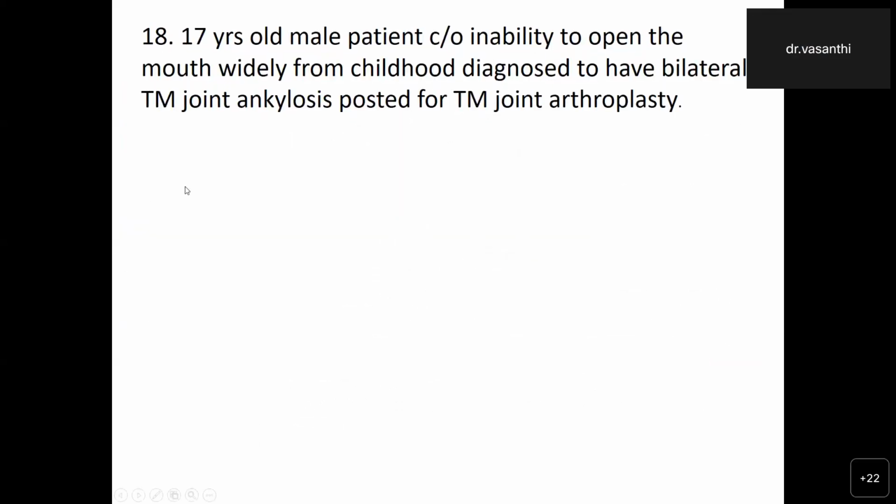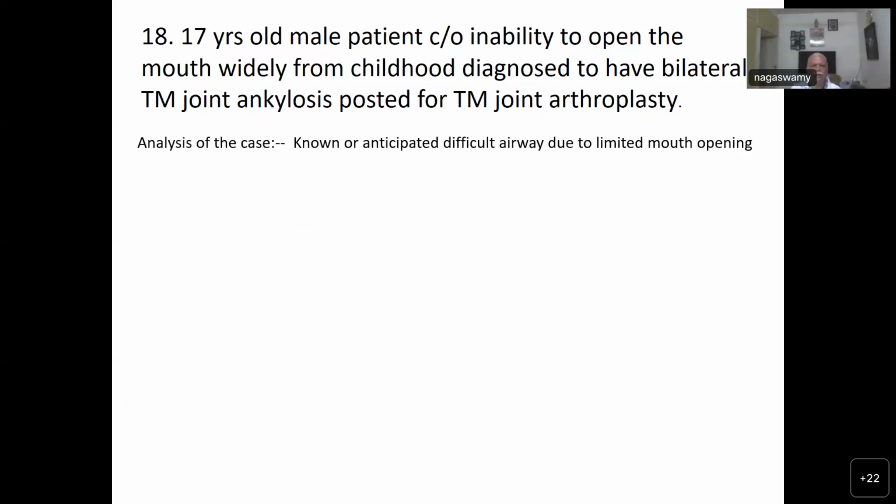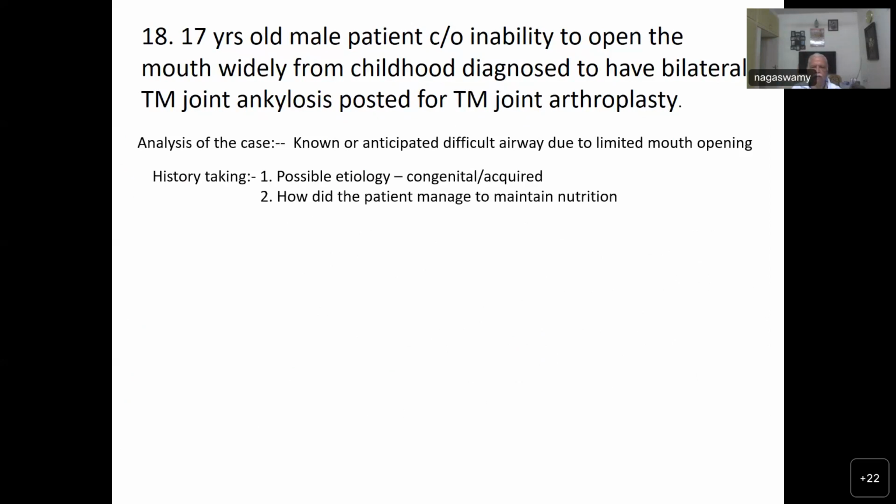So is the slide visible there? Yes. Analysis of the case: it is a known or anticipated difficult airway due to limited mouth opening. This is the most important challenge in this case. Then history taking: what is the possible etiology, whether it is congenital or acquired. In congenital cases, the majority of the time you get OSA. Acquired, you don't get it that often.